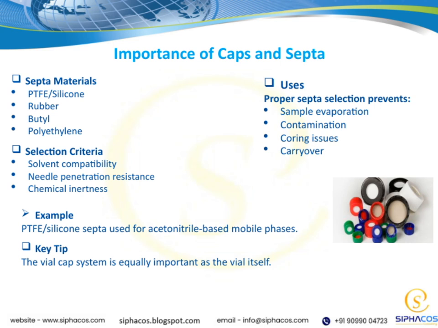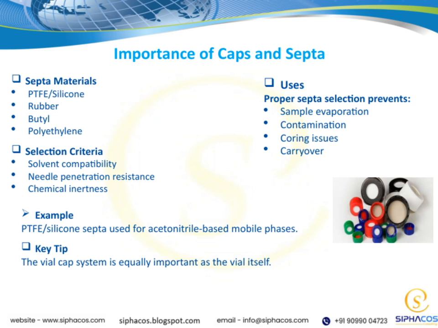Moving on to the uses of septa, selecting the right septa material is essential to prevent issues like sample evaporation, which can lead to concentration changes or loss of analytes. It also helps prevent contamination from external sources, which could compromise your results. Additionally, a good septa minimizes coring issues, where pieces of the septa get into your sample, and carryover, which can cause cross-contamination between injections.